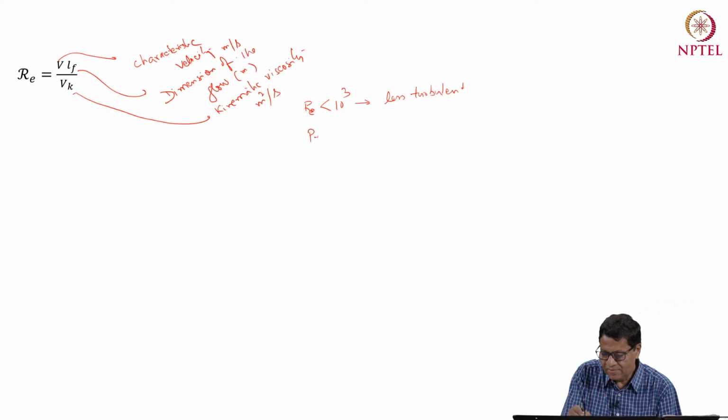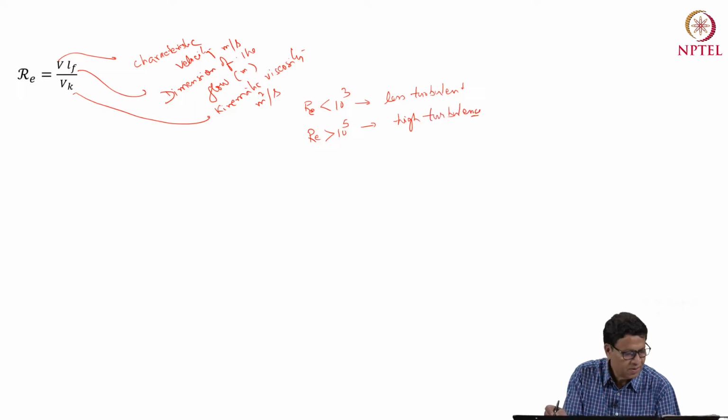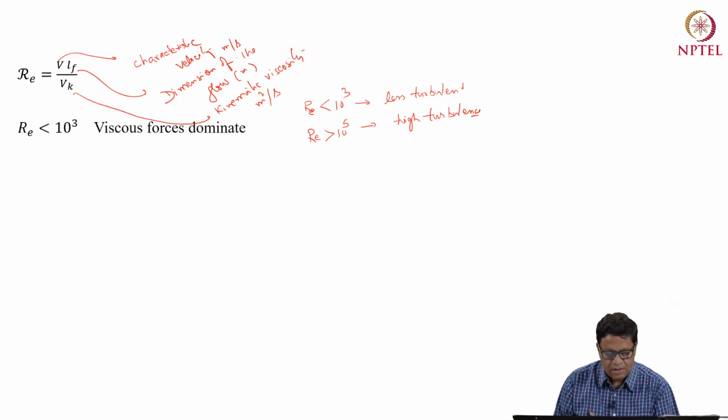And if Re is greater than 10 to the power 5, it is high turbulence. So with Re less than 10 to the power 3, viscous forces dominate. When the Reynolds number is 10 to the power 4, inertial forces dominate, and the atmosphere is considered highly turbulent.